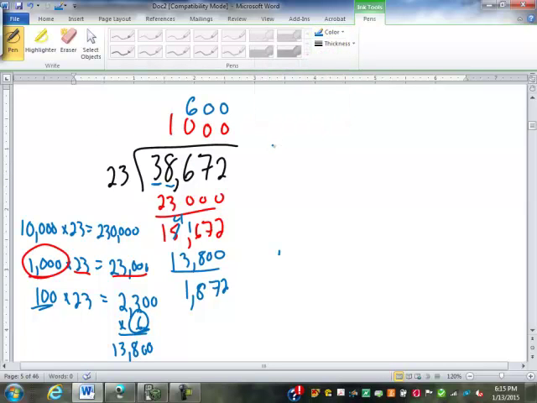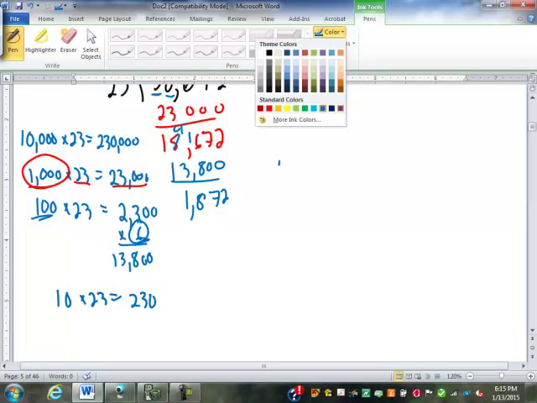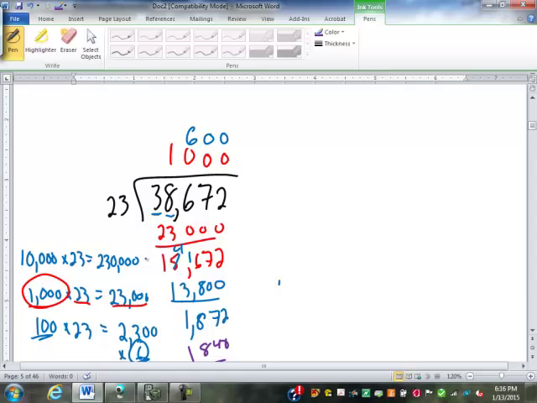Next place value would be 10. 10 times 23 is 230. And I'm guessing I can take that out of here. Can it go 8 times? Yeah, I can go 8 times. I subtracted it out 8 times, leaves me with 32. Again, that's 8 times 10, or 80 more times that I just subtracted the 23.